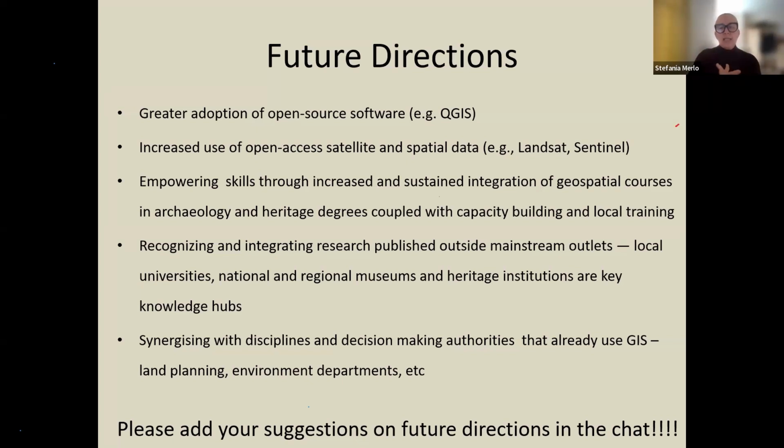I rushed through this, and we would be very happy to hear from you what kind of future directions we could take on a daily basis as individuals and as groups of people, so that we can start working together in this direction to make sure GIS is widespread and used critically by archaeologists and heritage practitioners.